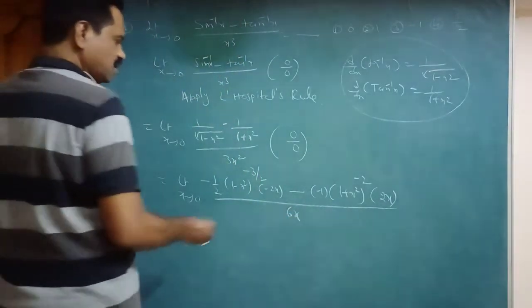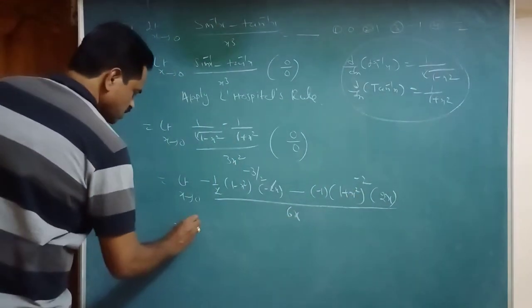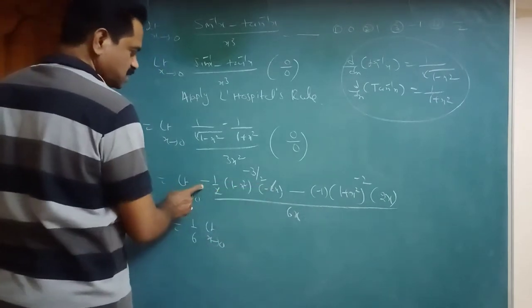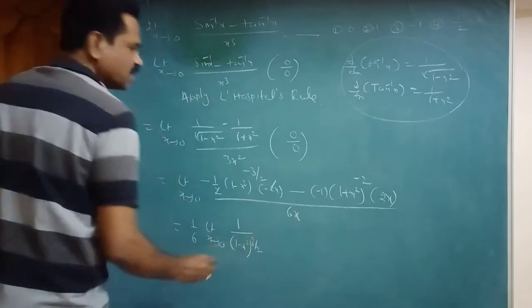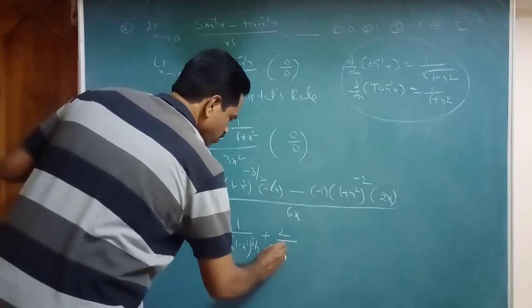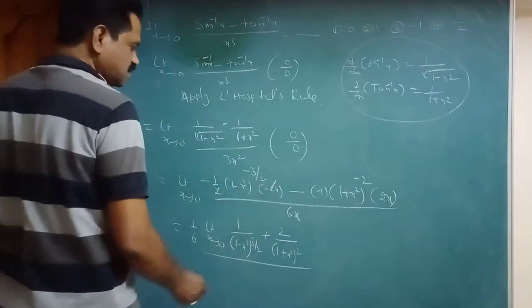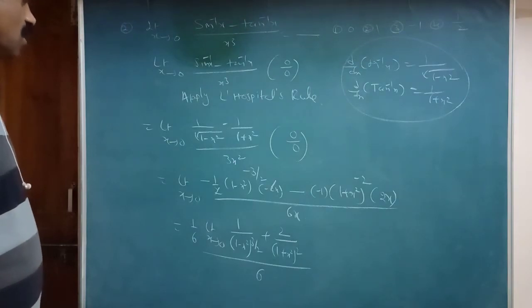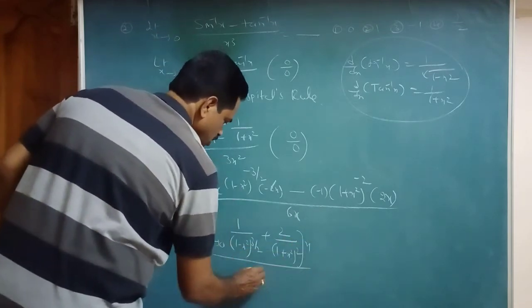Okay? Here 2 cancel, here x common, x cancel, so 1 by x outside. Limit x tends to 0, so remaining here, minus into minus is plus, that is 1 by (1 minus x square) whole power 3 by 2. Next, minus into minus is plus, remaining 2 by (1 plus x square) whole square, divided by x common and cancel, remaining 1 by 6 is there. Now x equal to 0 substitute here, 1 by 6 is already common.